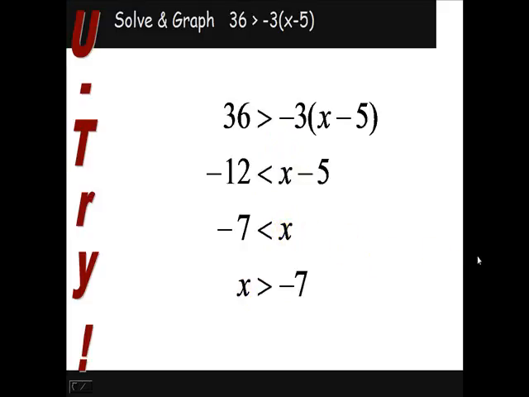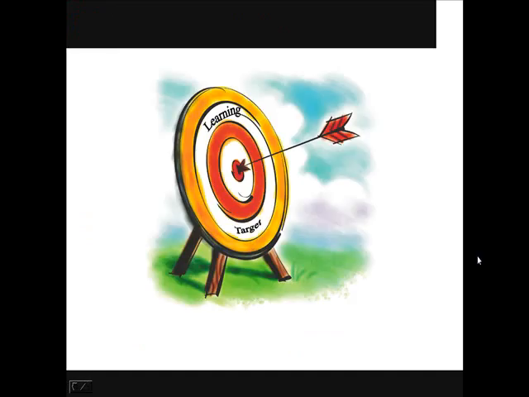And we can go ahead and do the number line. We're interested in the point at -7. We want an open circle because we can't equal -7. And we're graphing everything to the right for greater than. That's our learning target for this lesson. I'll see you in class.